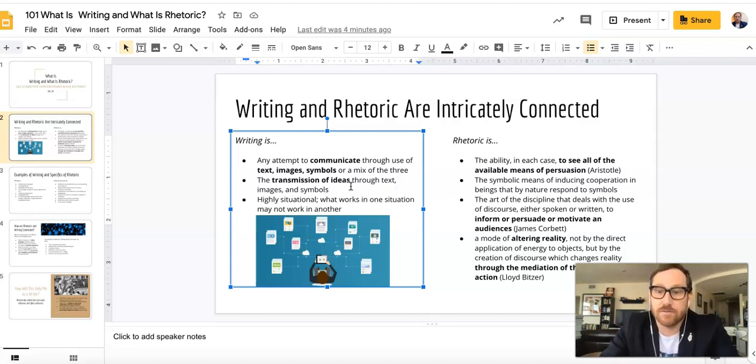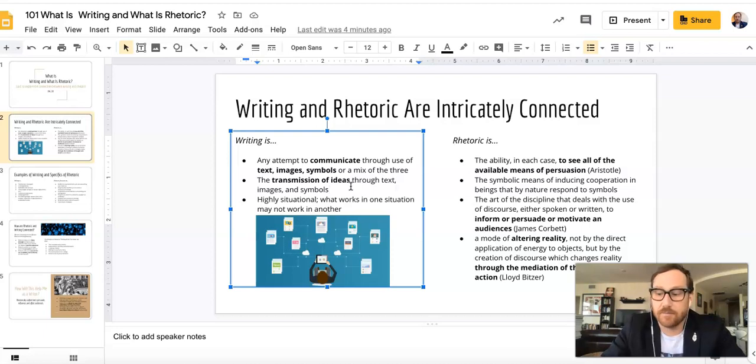Rhetoric is also focused on informing, persuading, and motivating audiences to do something. So whenever you compose something, whenever you write something, you're essentially trying to solve some kind of problem. You are trying to motivate, persuade, or convince someone to do something. It's a way of altering reality through the mediation of thought and action.